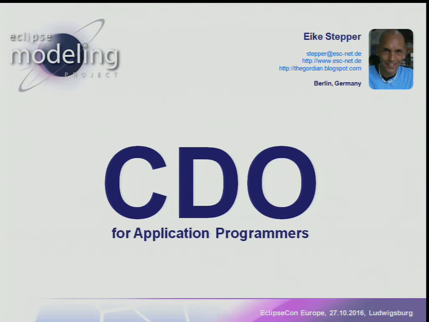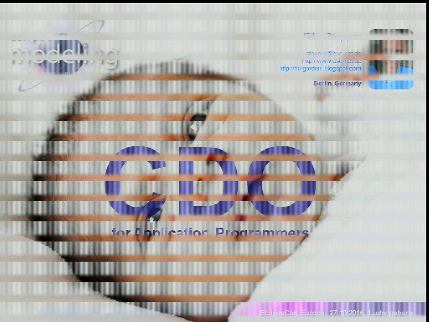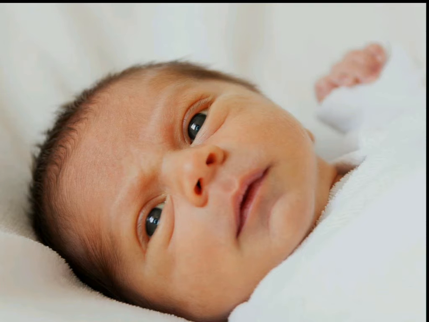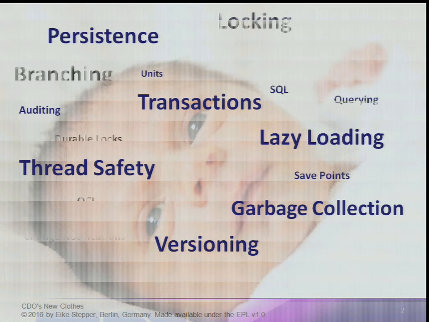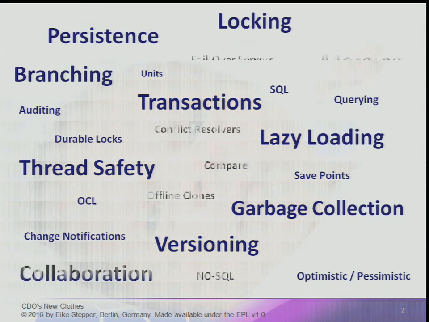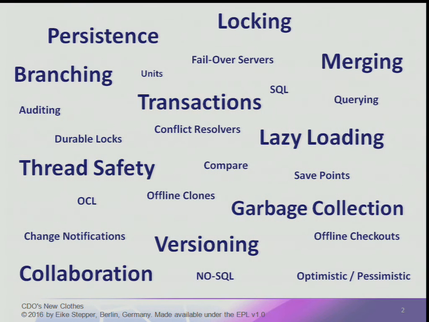A short UI demo and then dive from there into coding against our APIs. CDO is a very old technology these days, 12 years old at Eclipse. Over the years, we've added lots and lots of functionality. Of course, we can't show everything here, so we'll mostly focus on thread safety, transactions, garbage collection, change notifications a little bit.